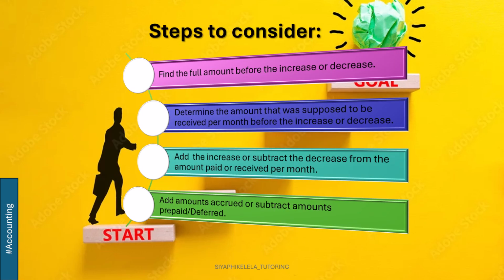These are the steps that one should consider when dealing with the increases or decreases in those two items, which are the income and the expenses. Number one, find the full amount before the increase or the decrease. Step two, determine the amount that was supposed to be received per month before the increase or the decrease. The third step, add the increase or subtract the decrease from the amount paid or received per month. And lastly, add the amounts accrued or subtract the amount prepaid or deferred.